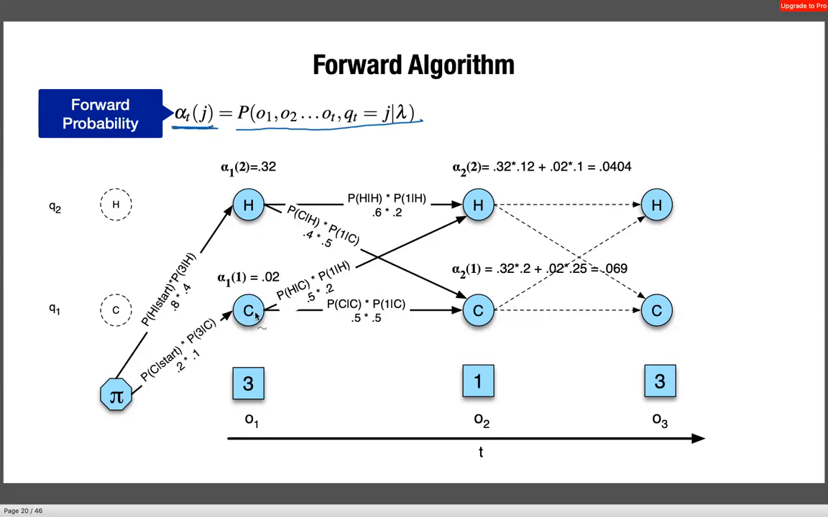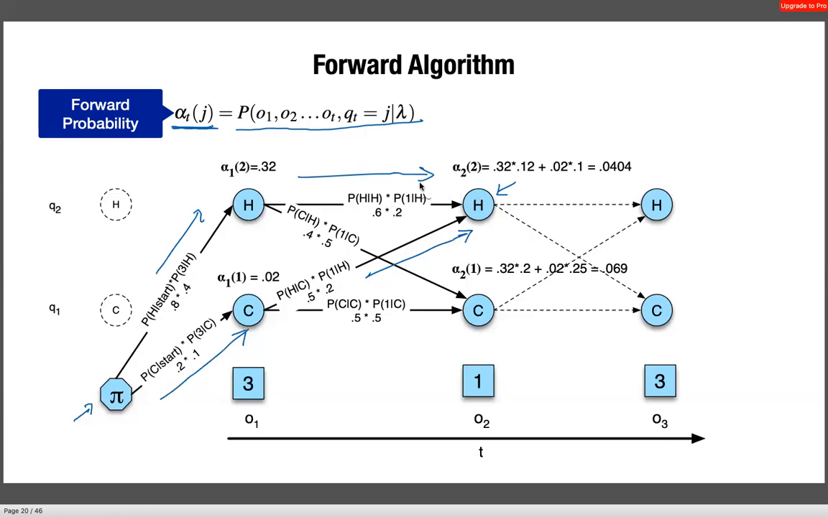At each cell of this trellis, you can compute the forward probabilities. As you progress along the observation sequence, you're essentially computing the probability of all possible paths that could have been taken to reach that particular state. For example, alpha sub 2 of 2 means that you have landed in state 2 at time step 2, and you have observed the sequence of observations O1 and O2. There are two paths that you could have traversed. You could have started at the start state, transitioned to H, and then transitioned to this state. Or you could have started at the start state, transitioned to C, and then transitioned to this H state. So there are two paths, and you need to sum the probabilities of both these paths to compute this forward probability.